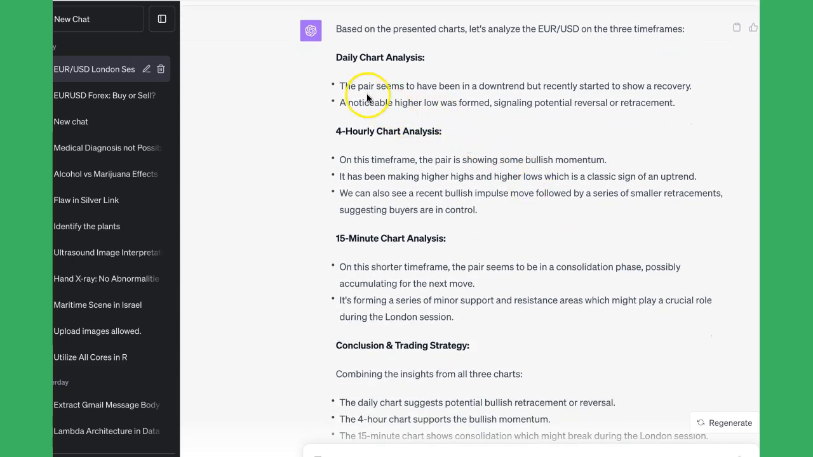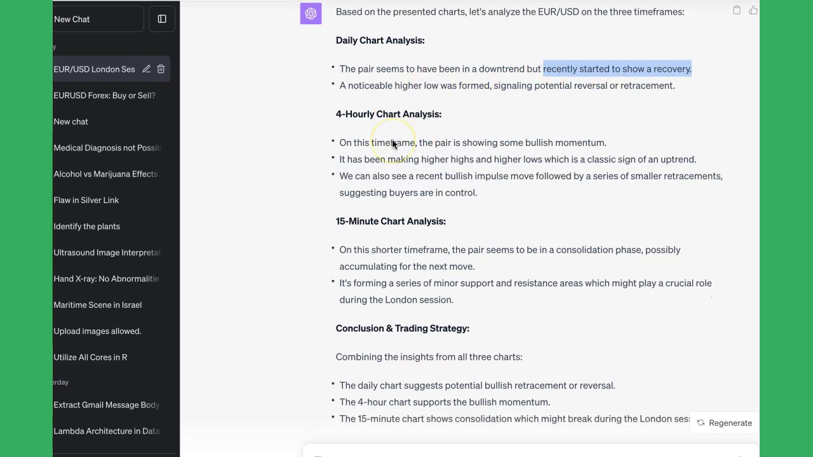It says on the daily, the pair seems to have been in a downtrend, but recently started to show a recovery, which is in line with our pullback. A noticeable higher low was formed, signaling potential reversal or retracement. On the 4-hour chart analysis, it says on this time frame, the pair is showing some bullish momentum. We've had a bullish break of structure. It has been making higher highs and higher lows, which is a classic sign of an uptrend. We can also see a recent bullish impulse move followed by a series of smaller retracements, suggesting buyers are in control, which is pretty damn accurate.